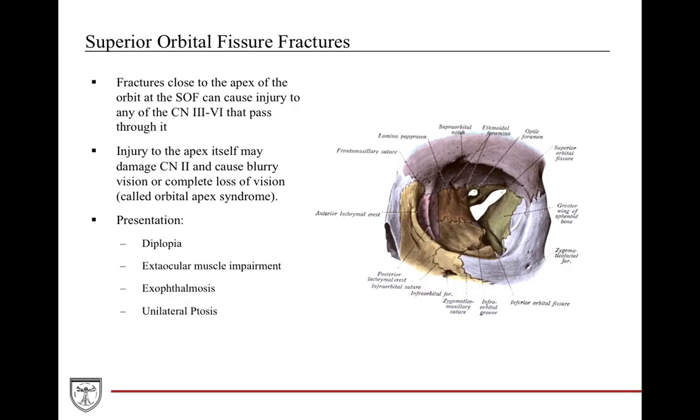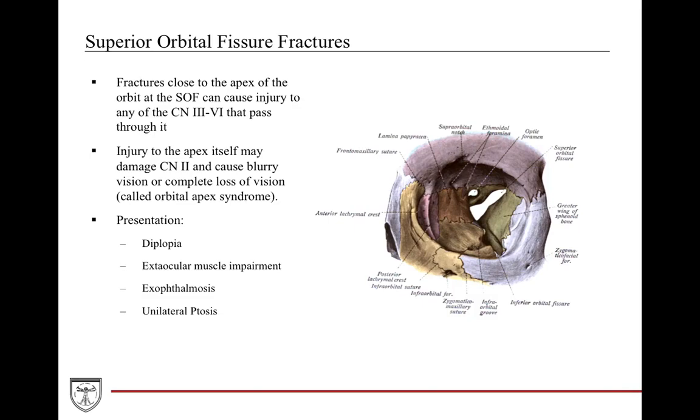Then you can get superior orbital fissure fractures. These are when fractures are close to the apex of the orbit at the superior orbital fissure, and it can cause injury to any of the associated structures that pass with it. As we mentioned, the superior orbital fissure is the big gun. It's the big one versus the inferior orbital fissure. So any injury to the apex of the eye can cause obstruction or injury to cranial nerve 2, the optic nerve, cranial nerve 3, V1, and any extraocular muscles. You can present as someone with diplopia, double vision.